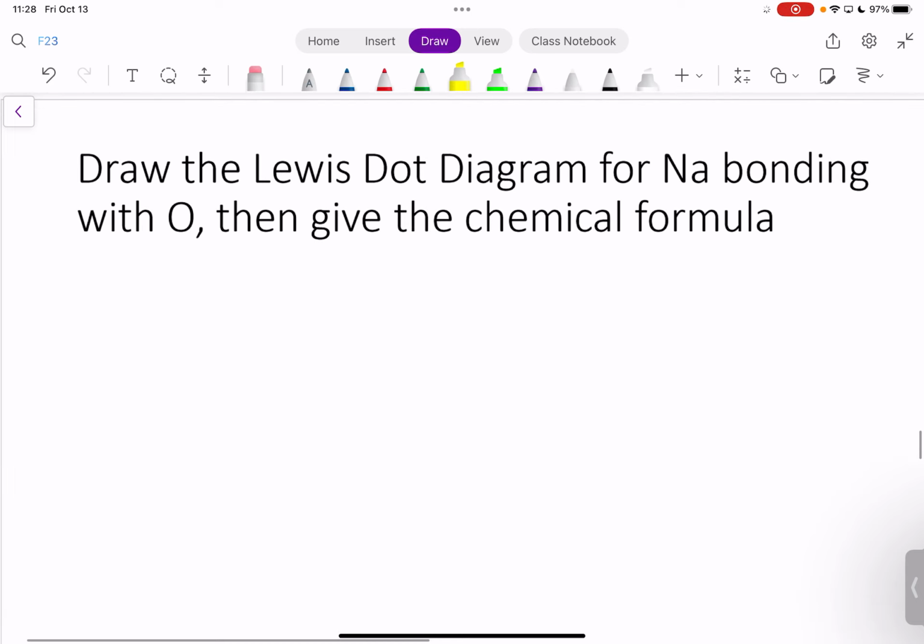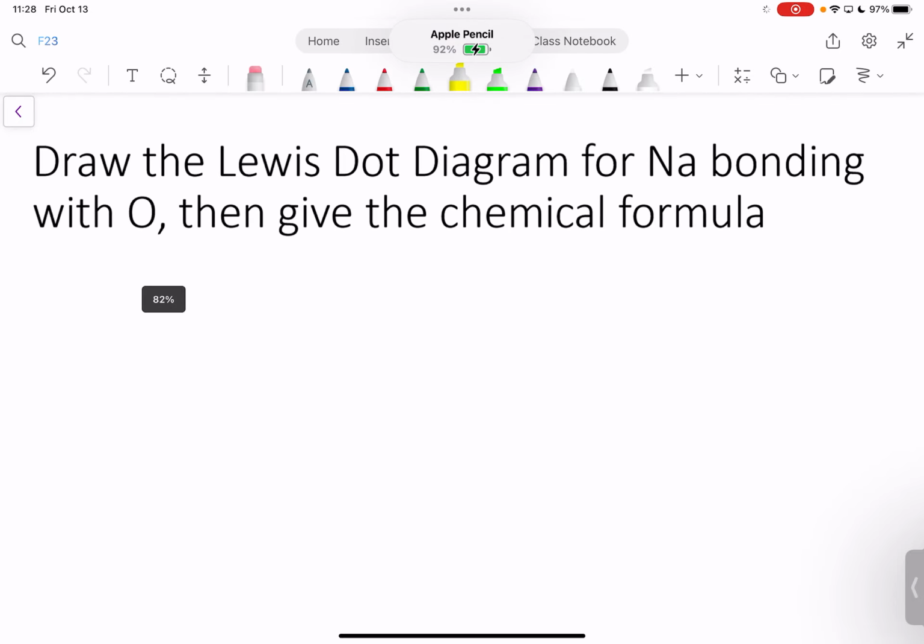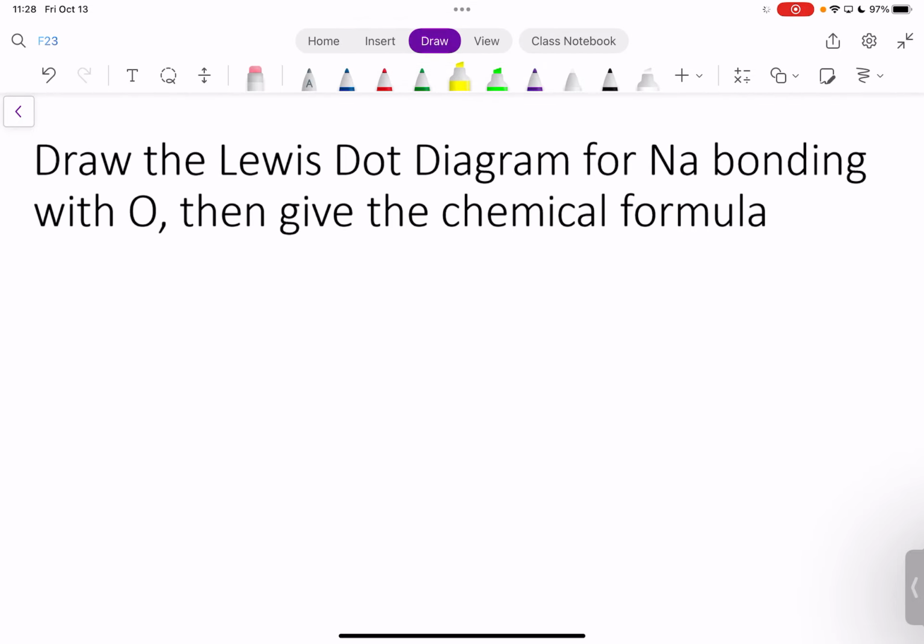All right, draw the Lewis dot diagram for sodium bonding with oxygen and then give the chemical formula. So now we're up to chapter 3, this week's stuff. Lewis dot diagram. So Na. Oh, I gotta put it on here because people are watching.